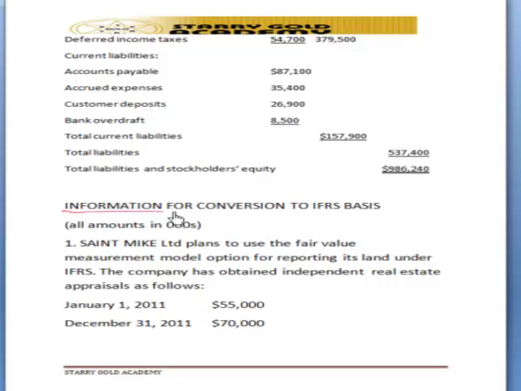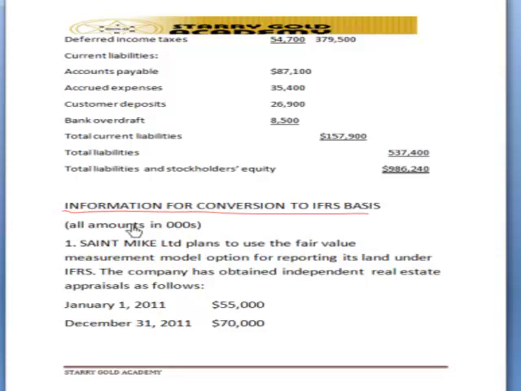So this is where our work starts. Let's look at the information together, and as we're looking at the information, we'll also be analyzing the standards that govern the information, the IFRS standard that governs the information. We'll quickly be stating that.